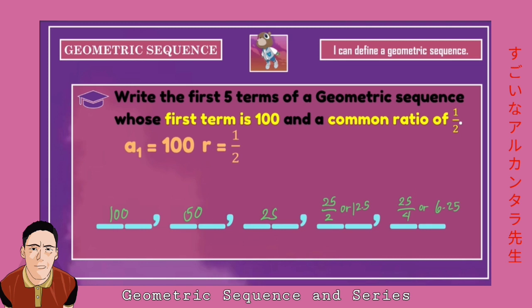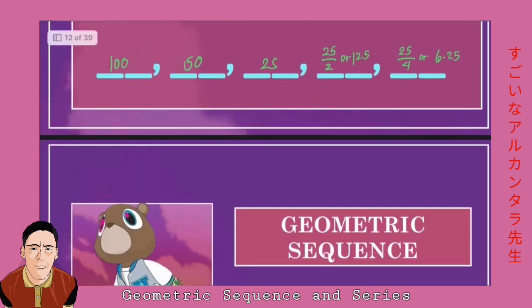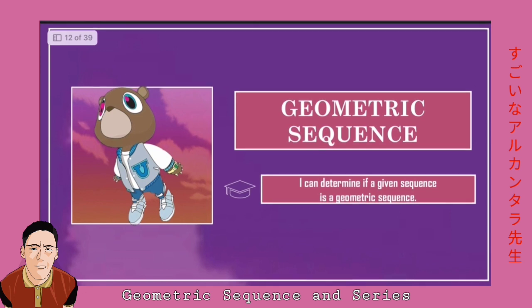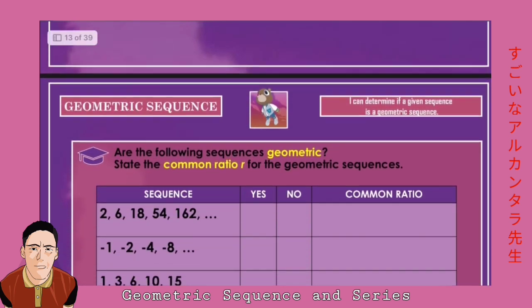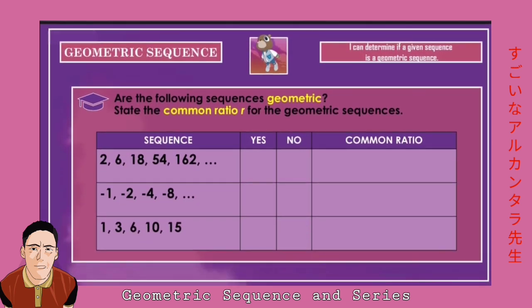Now, after defining geometric sequence, our next target is to determine if a given sequence is actually geometric. So in this case, how do we find that out? We have to double check it carefully. For example, here we have 2, 6, 18, 54, 162. You can already notice that it's similar to the examples we had earlier. 6 divided by 2, you get 3. 18 divided by 6, you get 3. 54 divided by 18, you get 3.